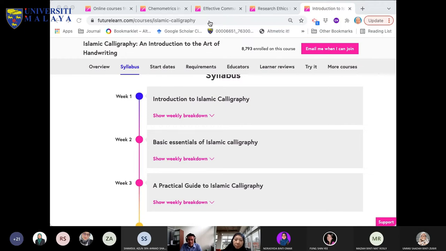Something I would really like people to do is go into our FutureLearn UM campus program, because we have a specific program with FutureLearn to give our staff and students a chance to get a certificate, which normally you have to pay for. With the special program, you can get the certificate for free and experience the learning within the program.